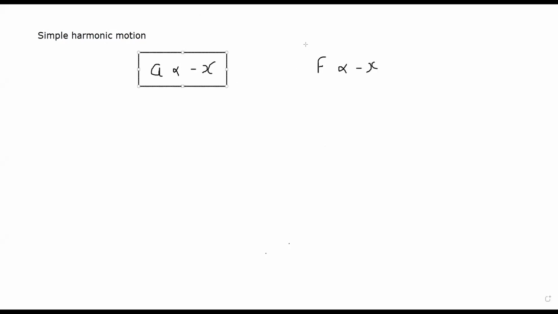Continuation of simple harmonic motion. Simple harmonic motion is one in which the acceleration is proportional to displacement directed towards the mean position, or we can also say force is directly proportional to displacement also directed towards the mean position. So when an object is vibrating, it will undergo simple harmonic motion if it fulfills this condition: acceleration proportional to displacement, or force proportional to displacement.